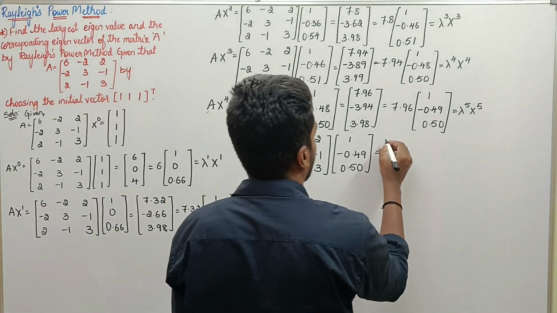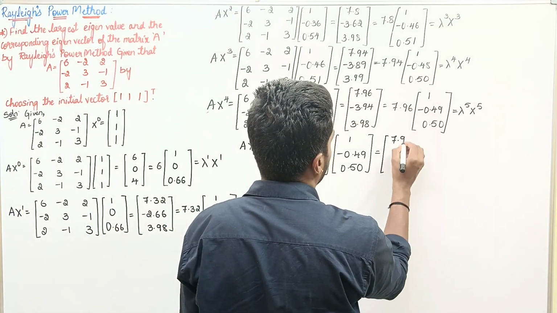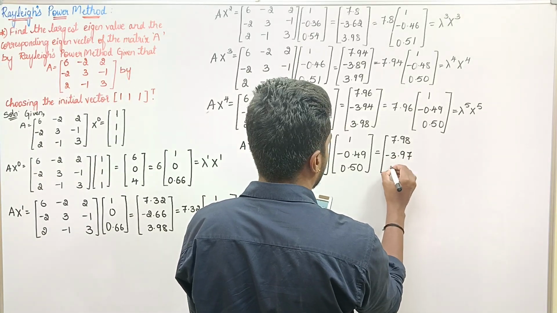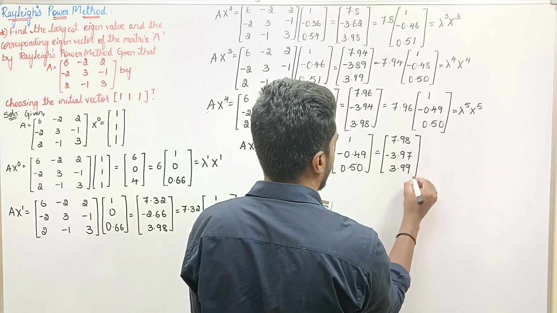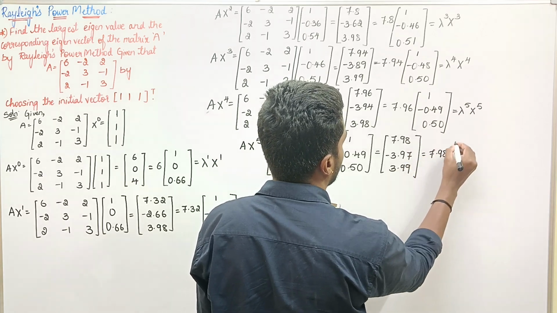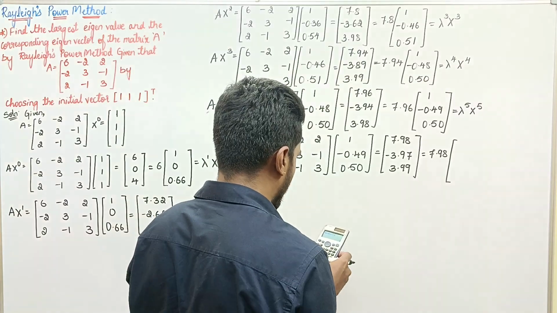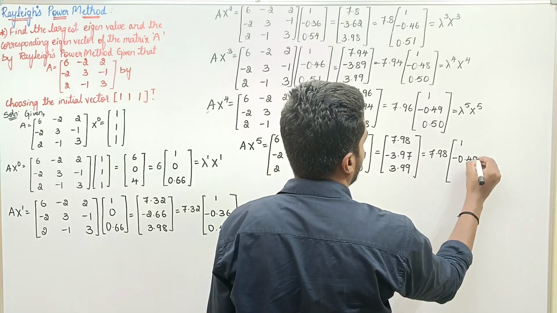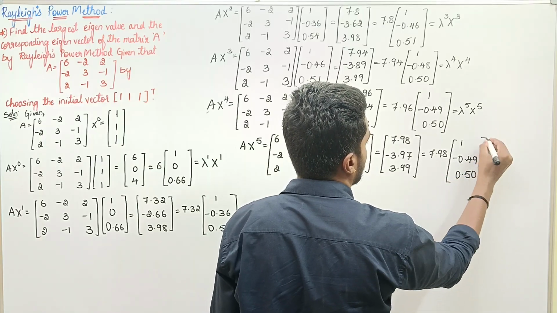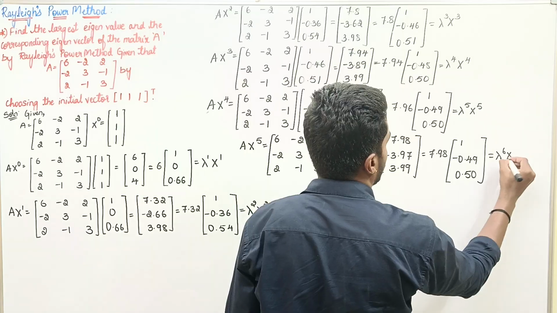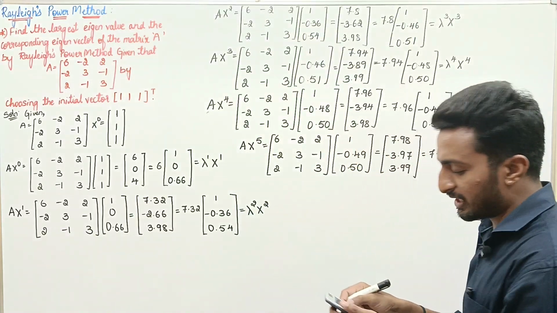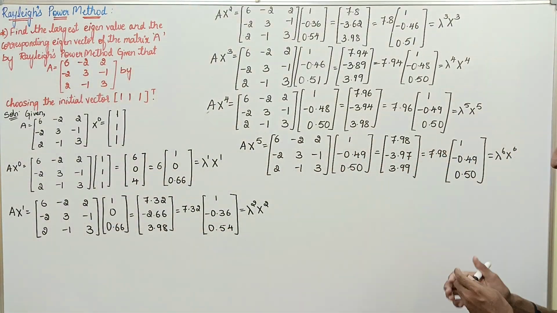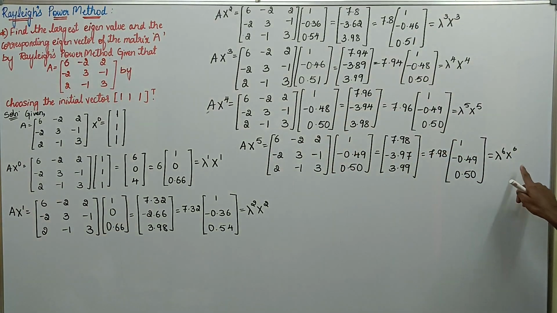You get 7.98 and minus 3.97, 3.99, which is the highest eigenvalue. 7.98 is the highest eigenvalue, divided by 7.98. You get 1, minus 0.49 and 0.50 or 0.5, which is equal to lambda to the power of 6 and x to the power of 6. If you check the previous approximation value, that is lambda to the power of 5 and x to the power of 5, and lambda to the power of 6 and x to the power of 6.